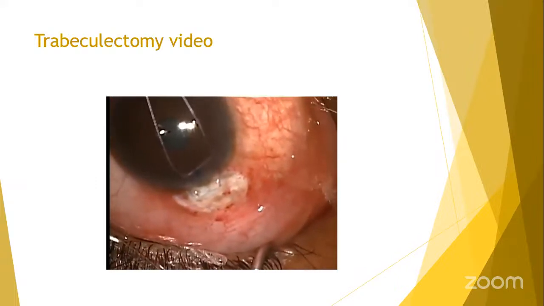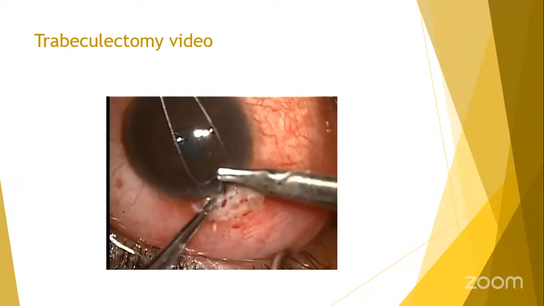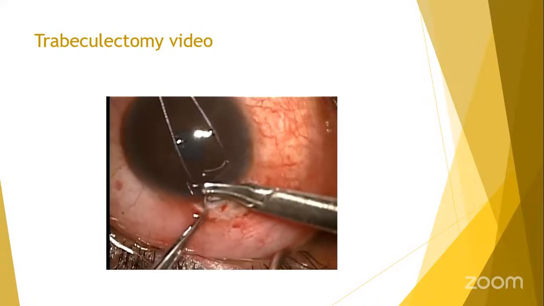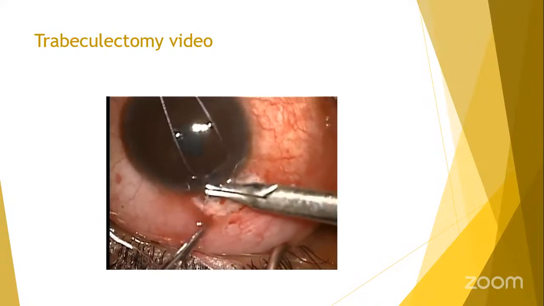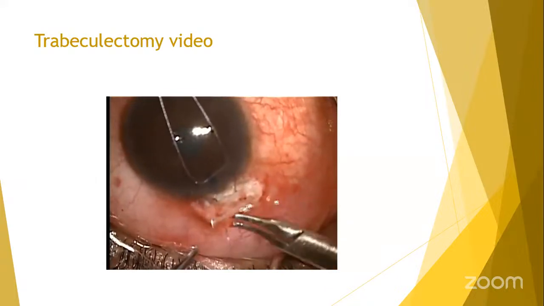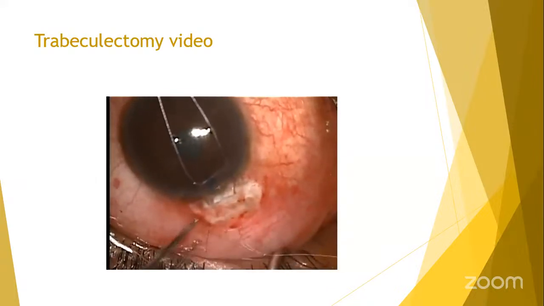After that, the next thing is to suture the sclera. He has done a rectangular flap. In this case, he's just putting 2 sutures on the 2 posterior edges of the scleral flap.